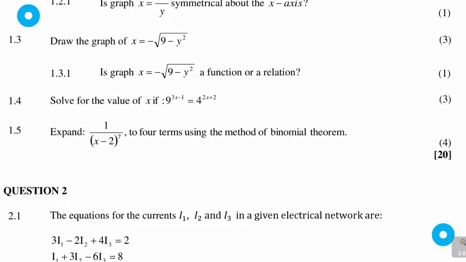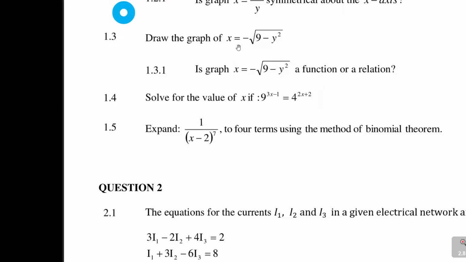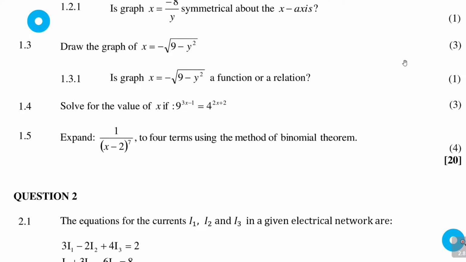I'm going to erase this and go to 1.3. Draw the graph of x is equal to this. How many marks? 3 marks. So it's just drawing the graphs. Whenever you see such a y squared and x, this is more of a circle. So let's draw it. x is equal to, after practice, you need to be able to see this very quickly. It's the negative square root of 9 minus y squared.